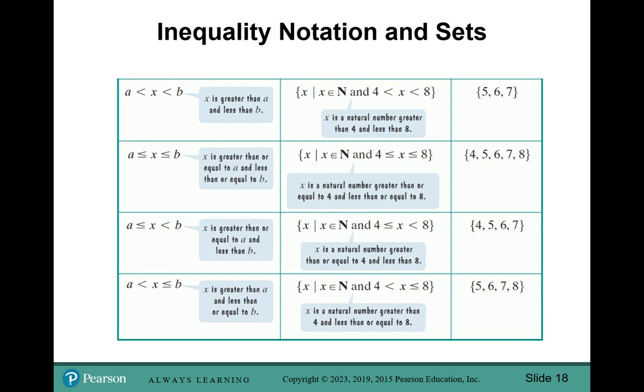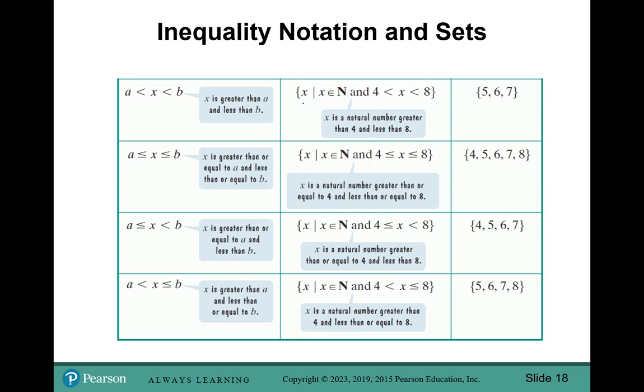Now, let's look at double inequalities here. So we can basically bound our x on both sides. In this first set here, I have, with my inequalities, just reminding you how you would say this, this is x is greater than a and x is less than b. Or you could say a is less than x is less than b. That would also be correct.